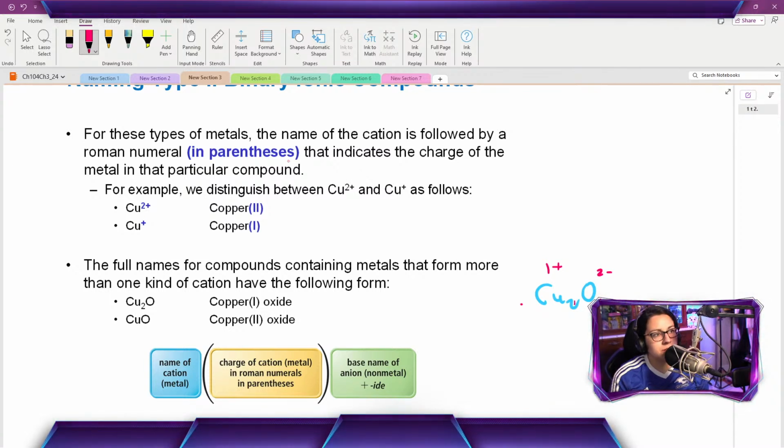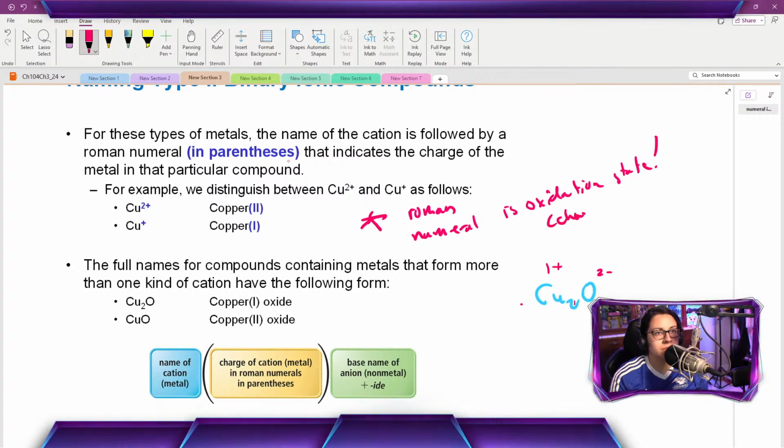And this is where students get messed up all the time, is that people want to say that this is copper(II), because there's 2, but no, that's not the case. It's referring to the oxidation state. So whatever you need to do, put a big star that the Roman numeral is our oxidation state. And as long as you can remember that, it's pretty simple.